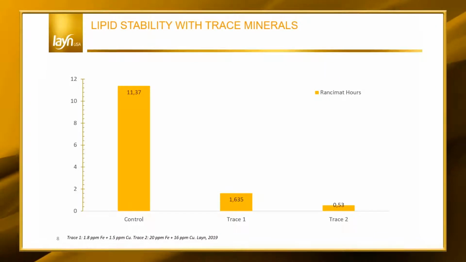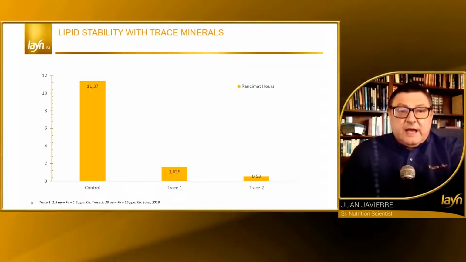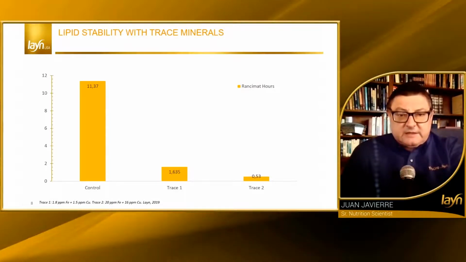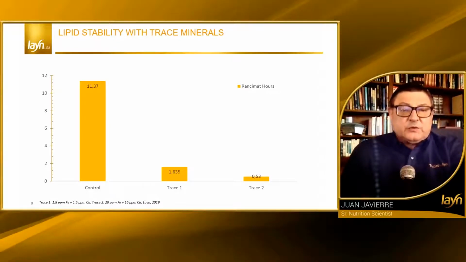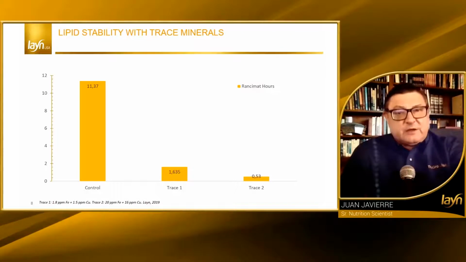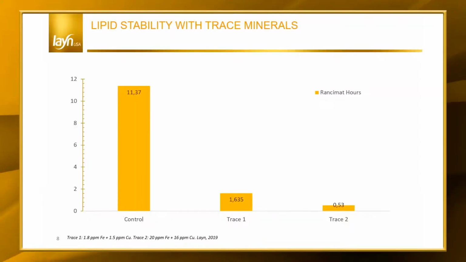Another factor that impacts fat and oil stability is the presence of trace minerals, some metals, particularly copper and iron. In this slide, we can see how fat stability is greatly diminished when some trace minerals are added to a single fat. This is done in the Rancimat procedure, with the control fat having 11.37 hours of stability, but when we add a trace 1 or trace 2 mineral complex, these 11 hours turn out to be 1.6 or 0.5 hours.